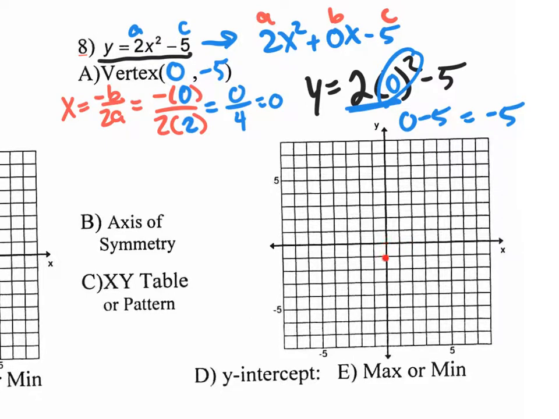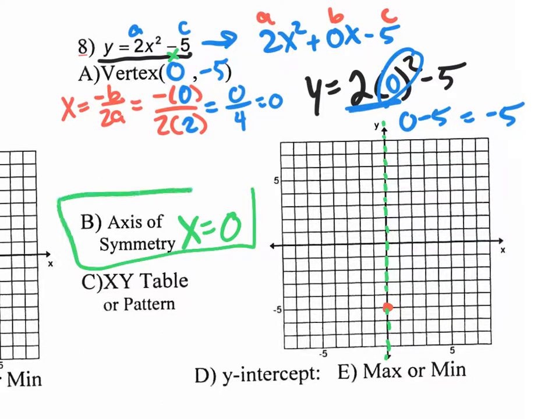0 on the x, negative 5 on the y. Let's all put a dot at that most important point, 0, negative 5. Draw your axis of symmetry right through it, which is kind of weird because it's the y-axis itself. And let's write down what the axis of symmetry equation is. It's x equals the x value of your vertex, which we could see is 0. So axis of symmetry equation is x equals 0.